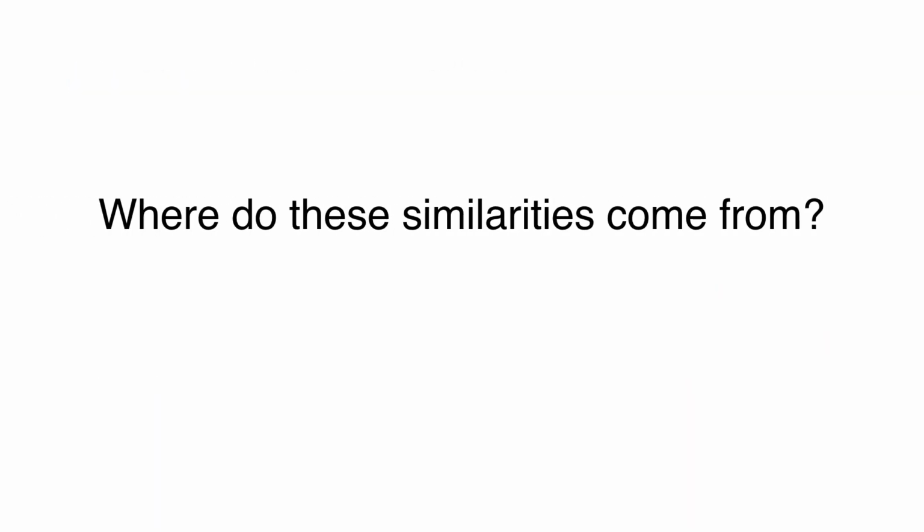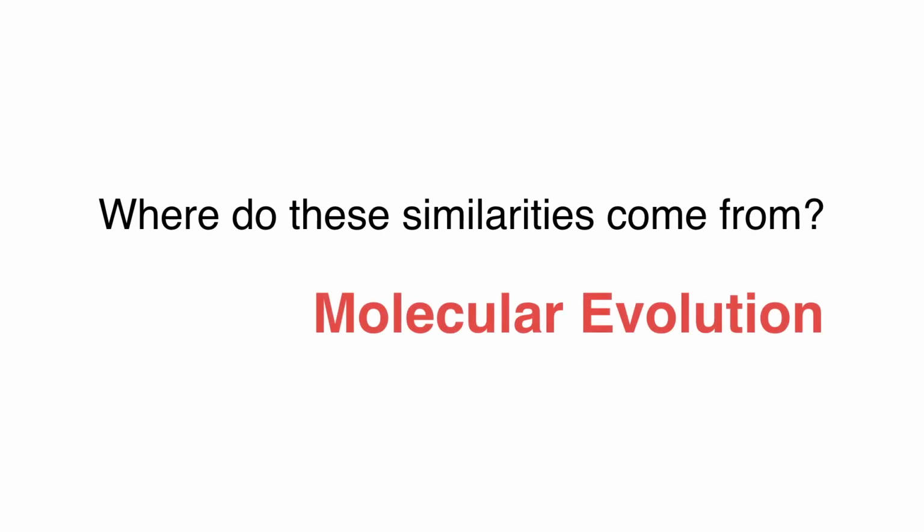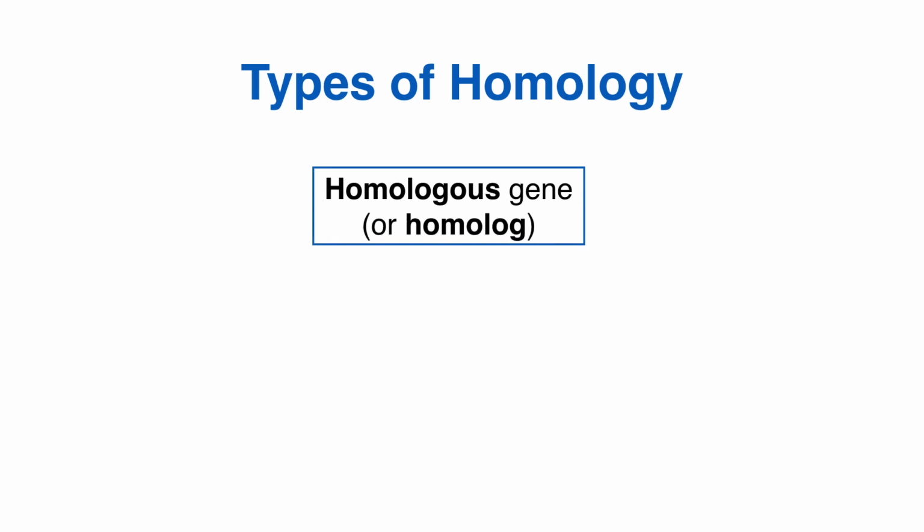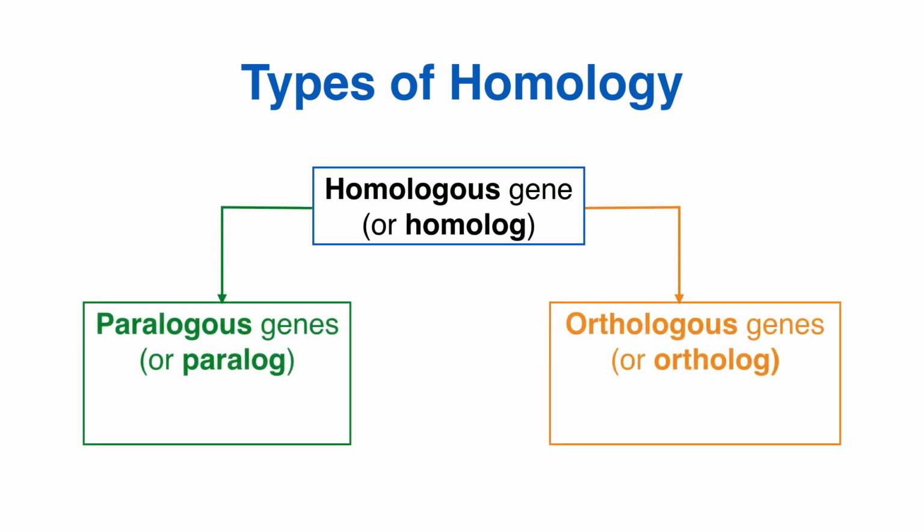Where do these similarities come from? The short answer is molecular evolution. At genetic level, sequence homologies are often interpreted as a signal of a common ancestor. A homologous gene, or homolog, is a gene inherited in two species by a common ancestor. They are classified as paralogous or orthologous.